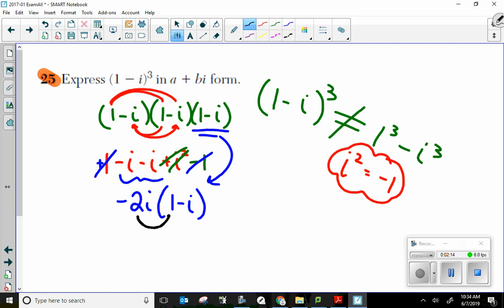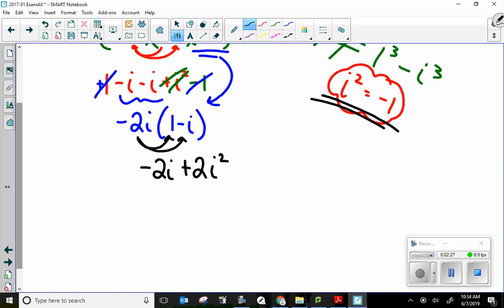So let's distribute. Negative 2i times 1 is negative 2i. Negative 2i times a negative i is positive 2i squared. Again, i squared is negative 1, so this turns into negative 2. So I have negative 2i, and a positive 2 times a negative 1 is negative 2.